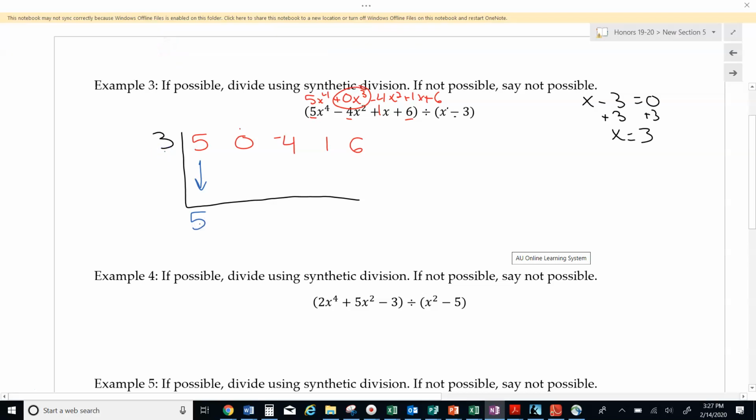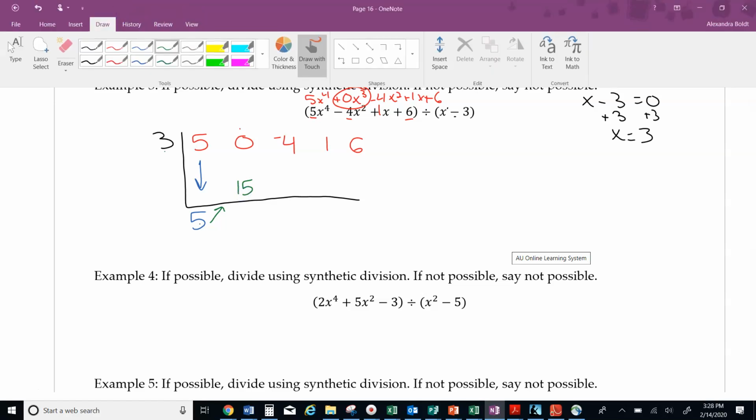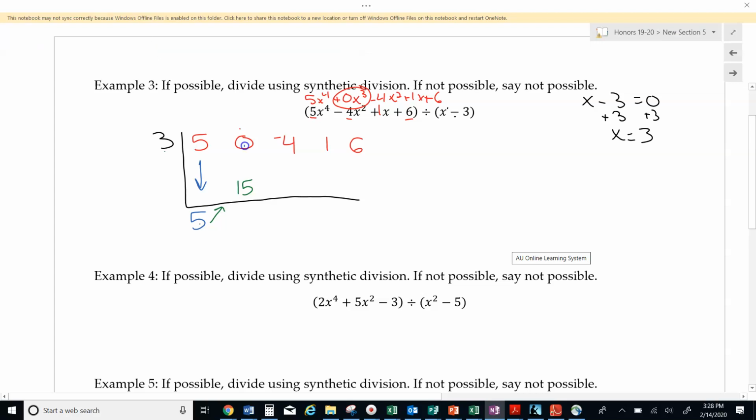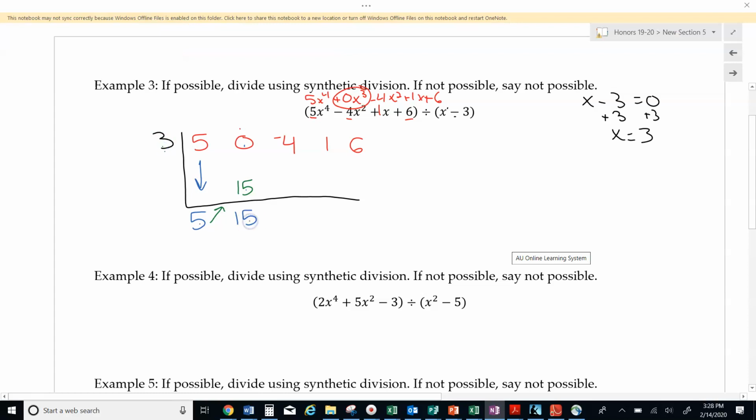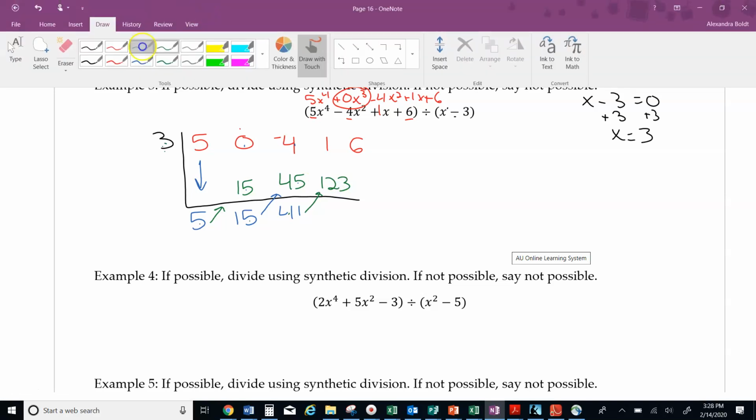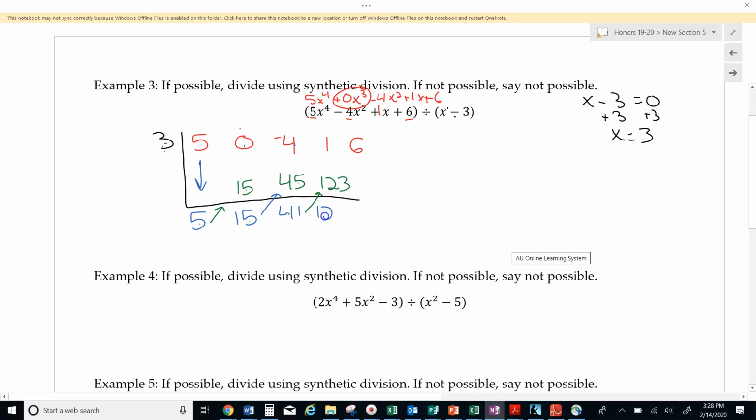3 times 5 is 15. 0 plus 15 is 15. 3 times 15 is 45. Negative 4 plus 45 is 41. Multiply 3 times 41 is 123. It's getting big. We're adding 1 plus 123 is 124.